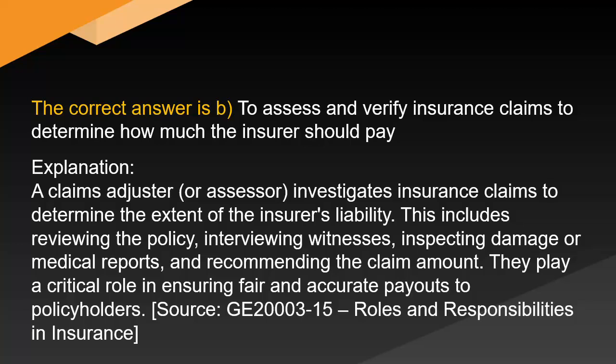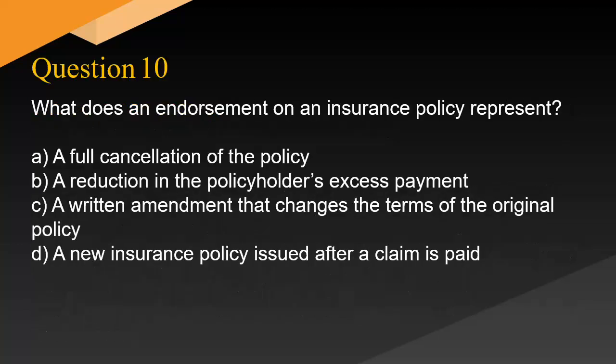G2000315. Roles and responsibilities in insurance. What does an endorsement on an insurance policy represent? A. A full cancellation of the policy. B. A reduction in the policyholder's excess payment. C. A written amendment that changes the terms of the original policy. D. A new insurance policy issued after a claim is paid.